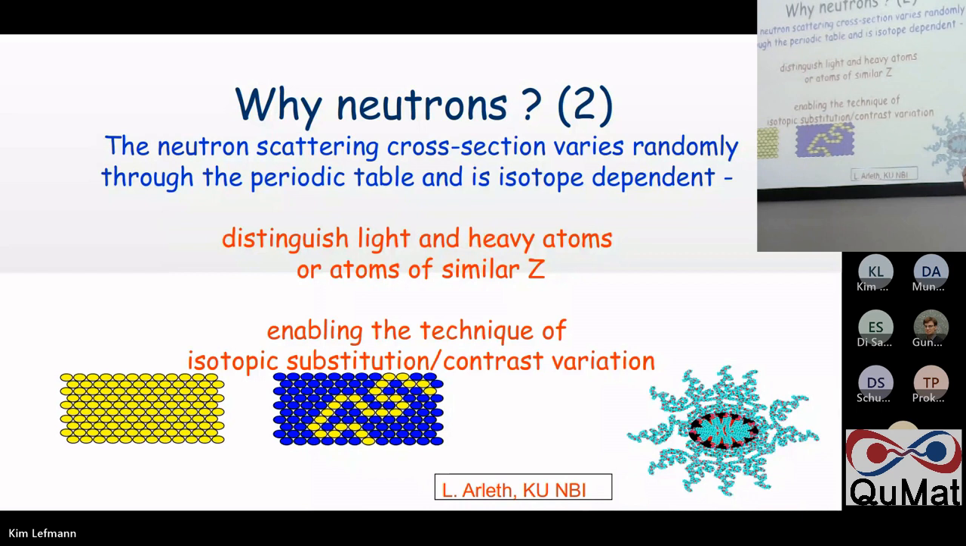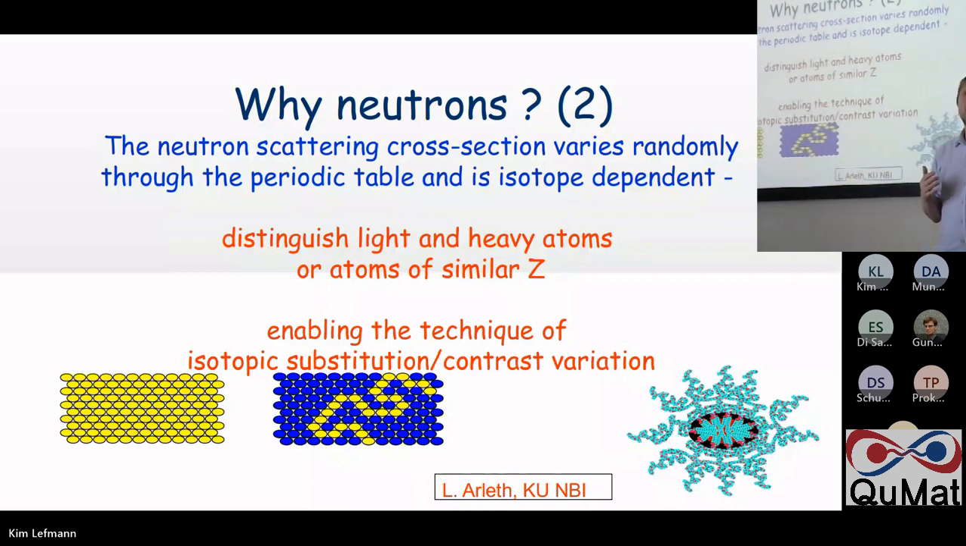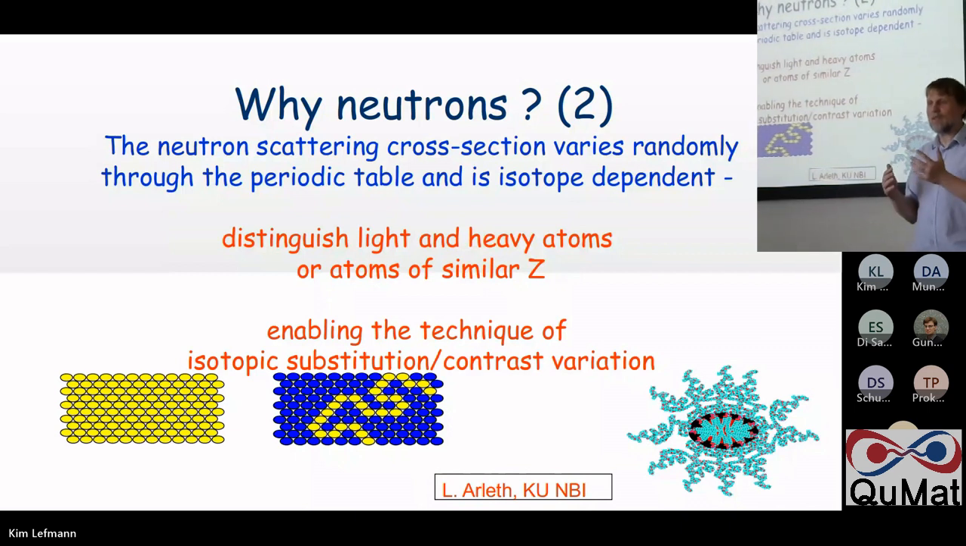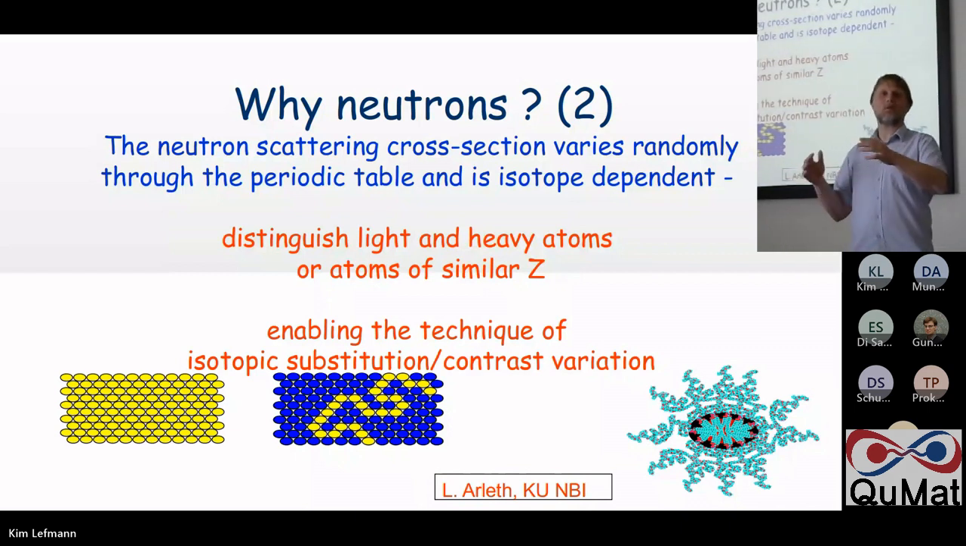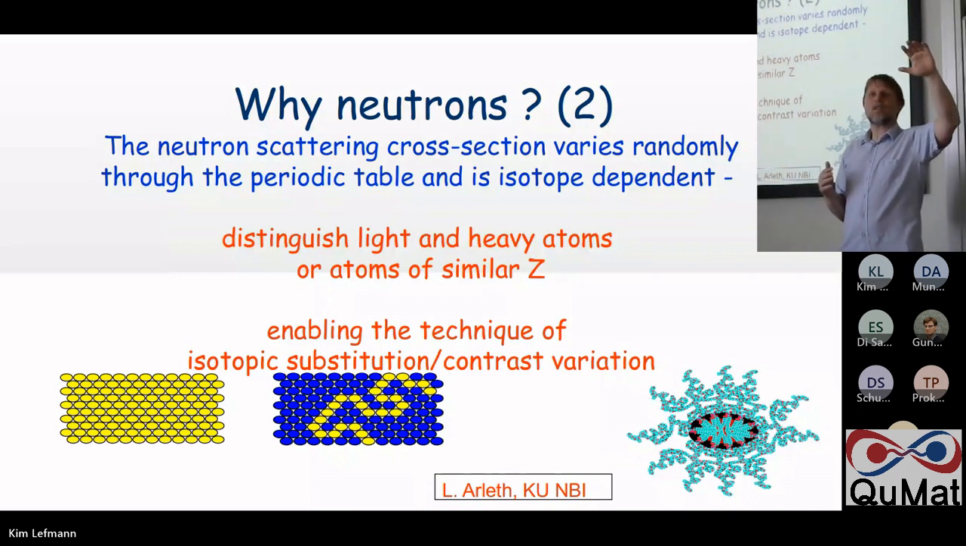Another good thing is that the neutron goes through the periodic table randomly, or rather say erratically. It's not random because it's the same from Monday to Tuesday, right? But not on Wednesday. Of course not.